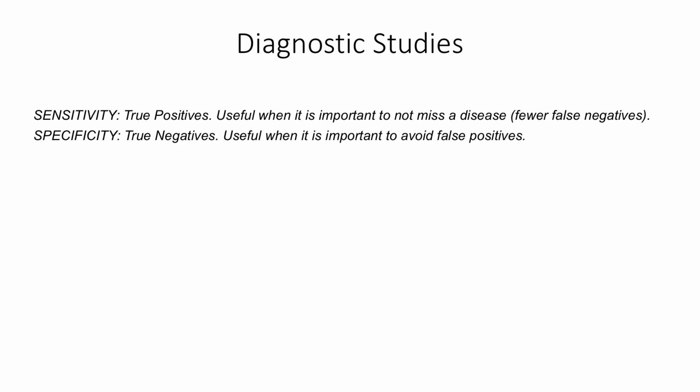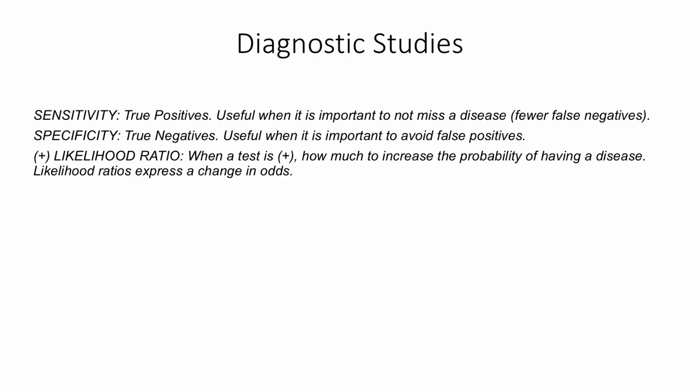The next thing to understand is that of specificity. Specificity is an expression of the true negative rate, and it's most useful to you when you want to avoid false positives. A good example of this would be breast cancer. You would want your test for breast cancer to be very specific because giving the wrong diagnosis to the patient could cause a tremendous amount of stress for them. Additionally, the wrong diagnosis could lead to unnecessary testing, such as surgical biopsies, which could increase the patient's morbidity.